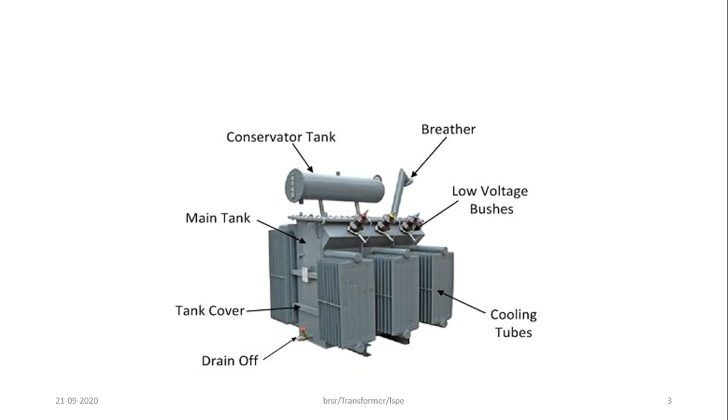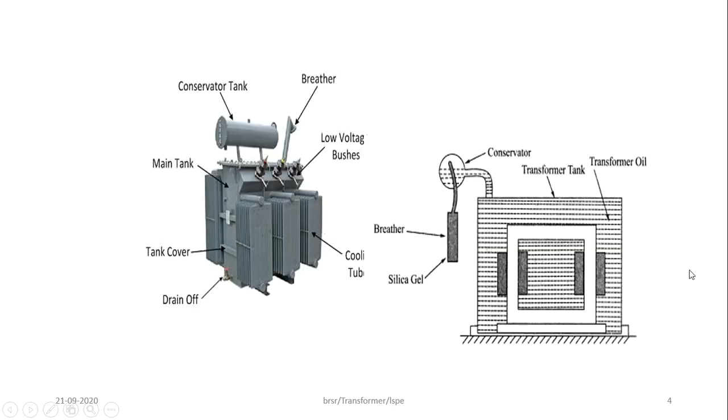We see a transformer normally like this. Here we have the main tank and conservator, breather, low voltage bushes, cooling tubes, tank cover and drain off valves. Here this is a three-phase transformer, and as we normally say a transformer, the transformer is not visible here. It is kept inside the main tank as shown in this picture. This smaller rectangle is the transformer and it is kept inside the transformer tank, which is filled with transformer oil.